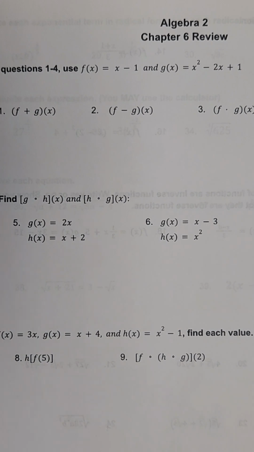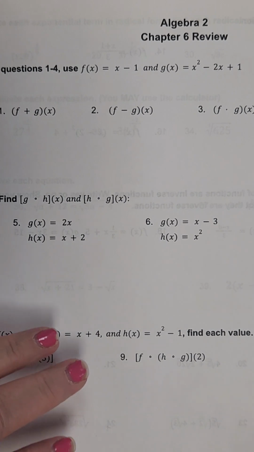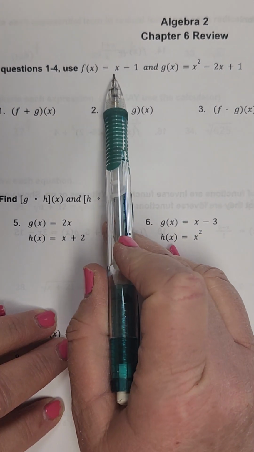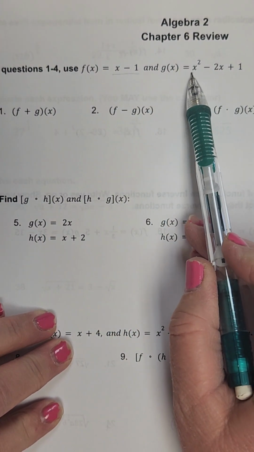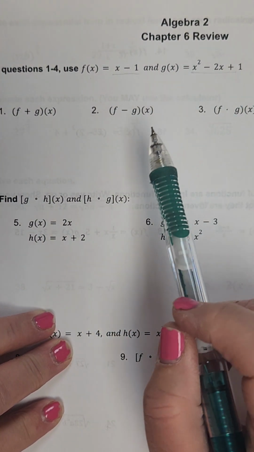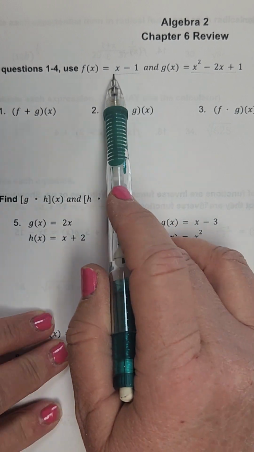All right, here we go. So, on this first part, they give you f of x is x minus 1, and g of x is x squared minus 2x plus 1. And number one, they want you to add these two together.